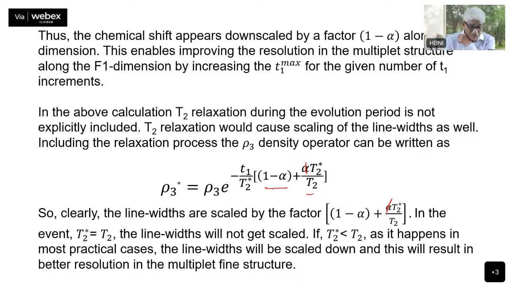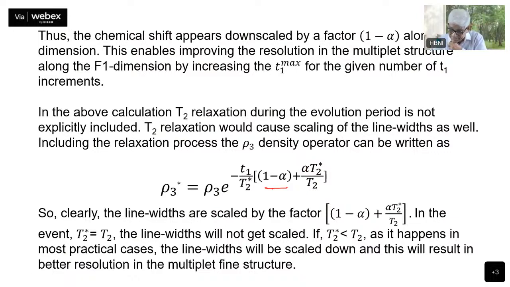Okay, so in the event T2 star is equal to T2, the line widths will not get scaled. What happens? T2 star is equal to T2, this will go away. Hey, hold on, in the T2 star is equal to T2, the line widths will not get scaled. So this will become equal to 1. Minus alpha plus alpha, it will become alpha. 1 minus alpha plus alpha. No, this should be there. Okay, fine, sorry. Okay, so therefore in the T2 star is equal to T2 case the line widths will not get scaled.